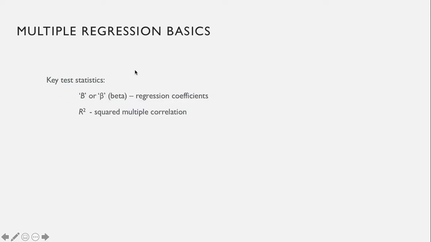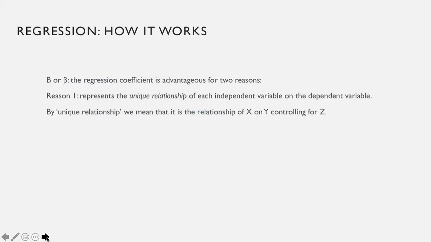So there are 2 test statistics with regression. You have B or beta, and you have R square. B or beta, the regression coefficient, is advantageous for 2 reasons. One, it represents the unique relationship of each independent variable on the dependent variable.